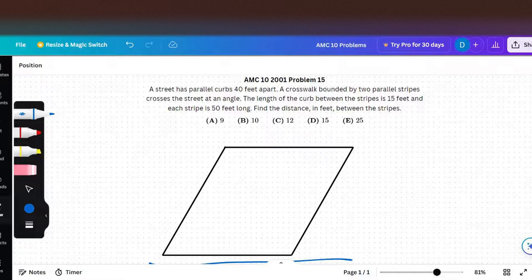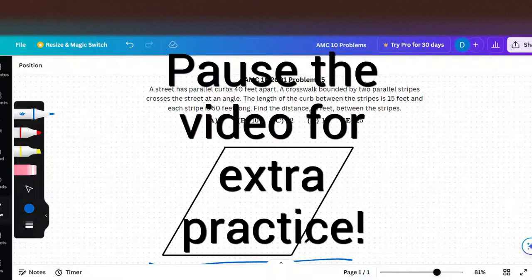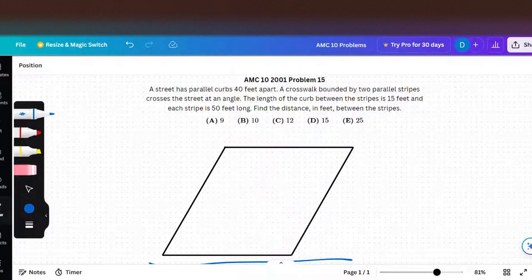Someone should pause the video and try to solve it yourself before we go over the solution. You've done it? That's great. Now we'll go over the solution.